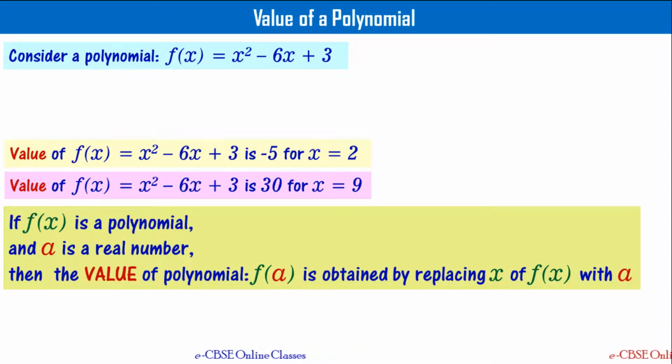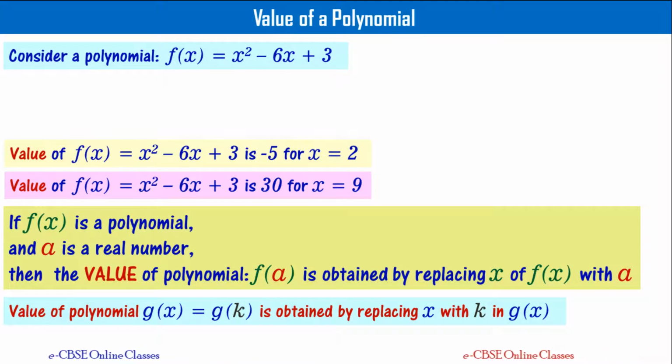It is defined as the following. If f of x is a polynomial and a is a real number, then the value of the polynomial is going to be f of a. That is obtained by replacing x in f of x with a. This is what exactly we have done. When we wanted to get f of 2, we substituted 2 for x in the equation of f of x, right? Now we can say that the value of polynomial g of x at k is g of k, that is obtained by replacing x with k in g of x.